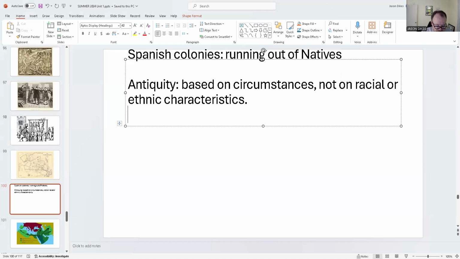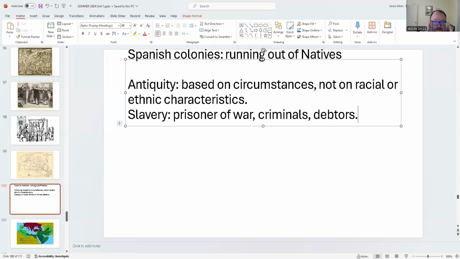So you might have a slavery based on prisoners of war, criminals, or debtors, debt slavery. And so if you look at Roman slavery, Greek slavery, the slavery you're familiar with in the Bible, probably, that is slavery based on circumstances, not on an easily identifiable racial or ethnic characteristic.